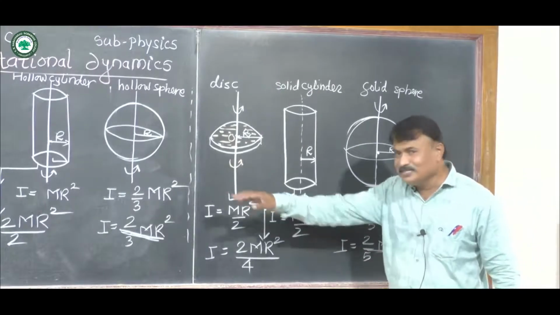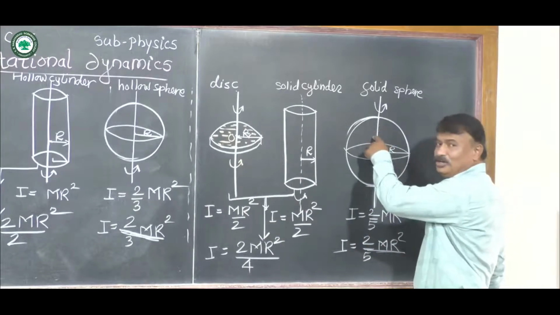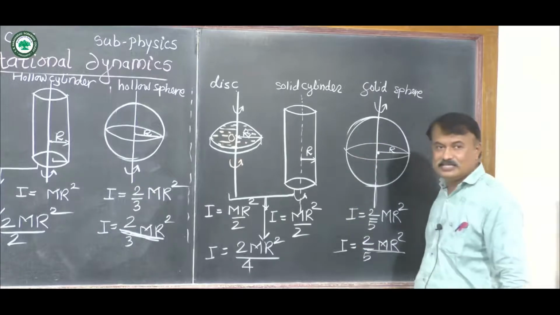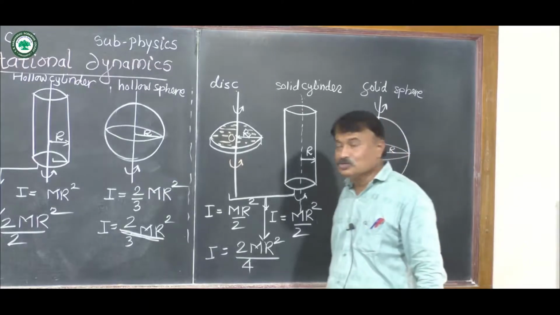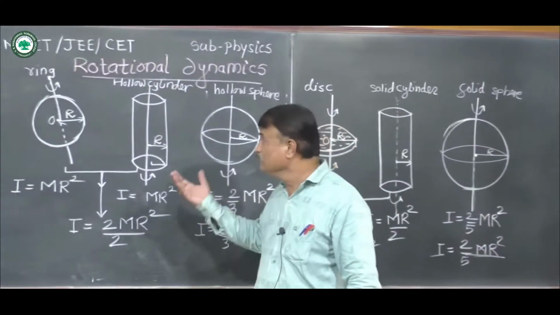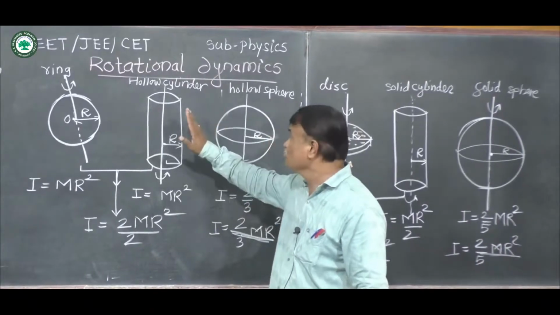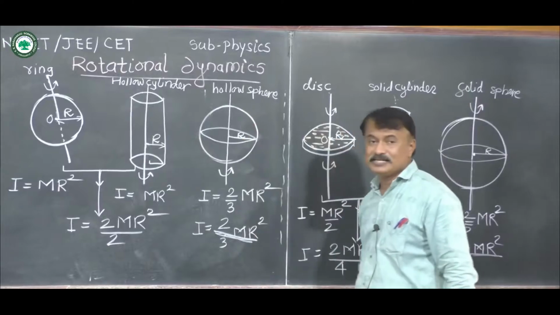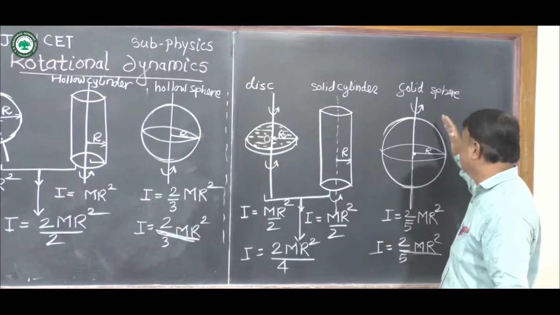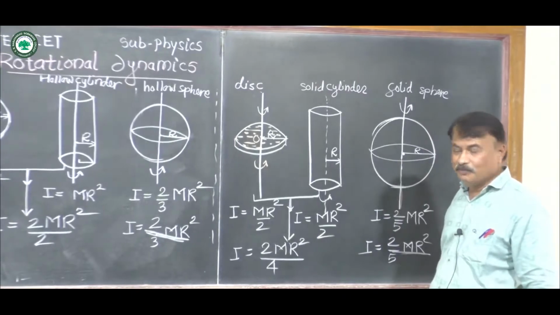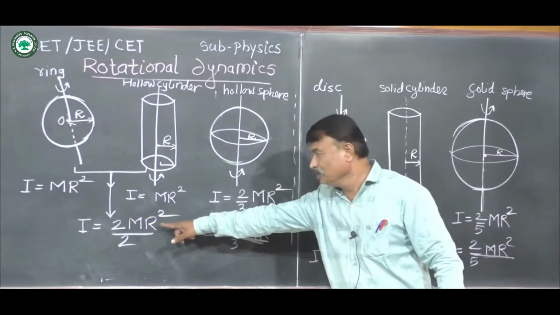So when we observe all these moments of inertia, then the moment of inertia of a solid sphere is very less. It is equal to 2 by 5 mr square. So remember all these values of moment of inertia for ring, hollow cylinder, hollow sphere, solid disc, solid cylinder and solid sphere. For remembering it, we multiply by 2 on the upward side.